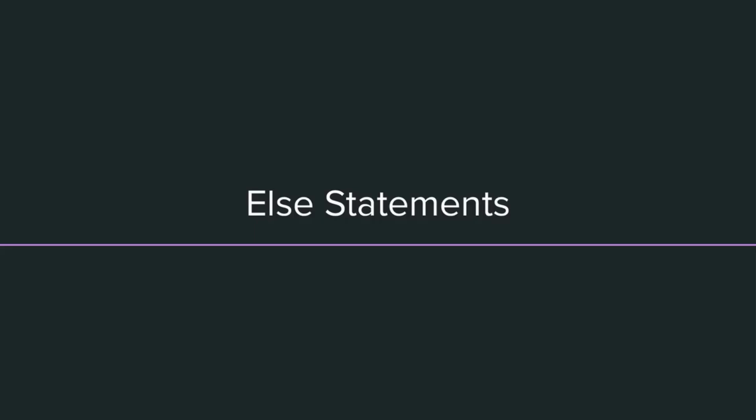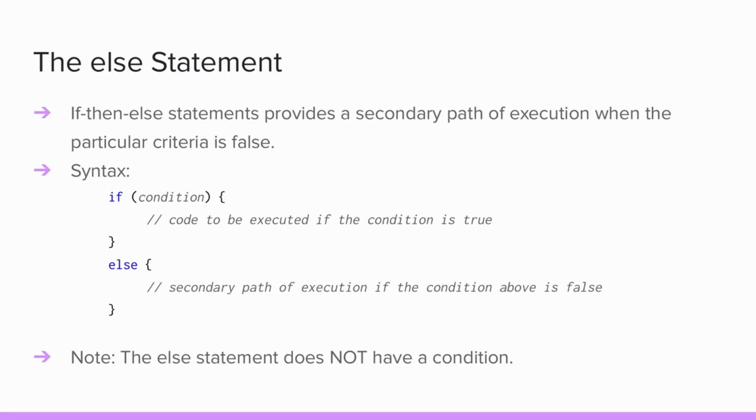Now, we'll talk about the else statement. Else statements can be added after if statements. If-else statements, or if-then-else statements, provide a second option for the code to execute if the condition in the if statement is false. We should note that the else statement does not have a condition.